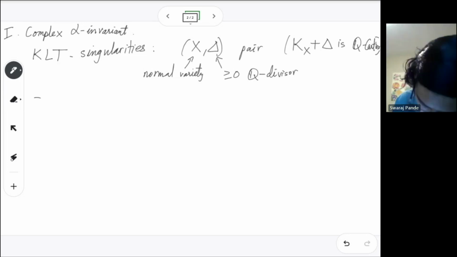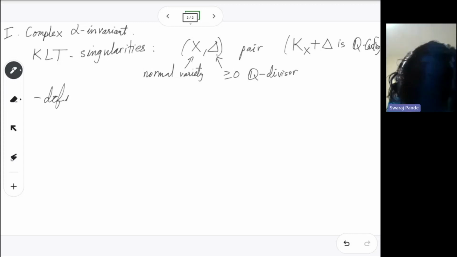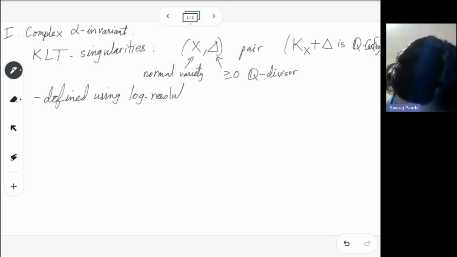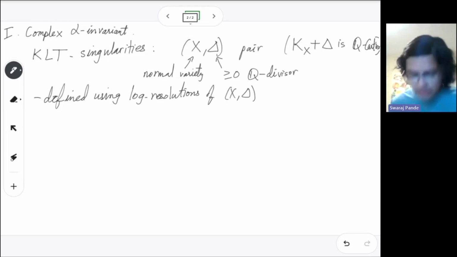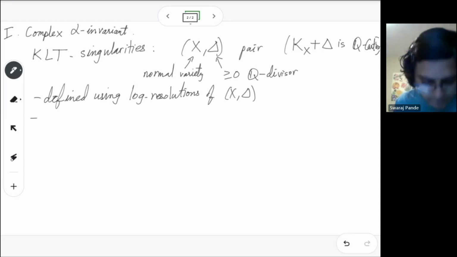KLT singularities, maybe I'll not go into the definition because it's technical and I don't have time and we won't need it. But I'll say that it's defined using log resolutions of (X, Δ). So it's a resolution of singularities of this pair X and Δ. It's just a birational model on which this pair looks like a simple normal crossing divisor, basically.